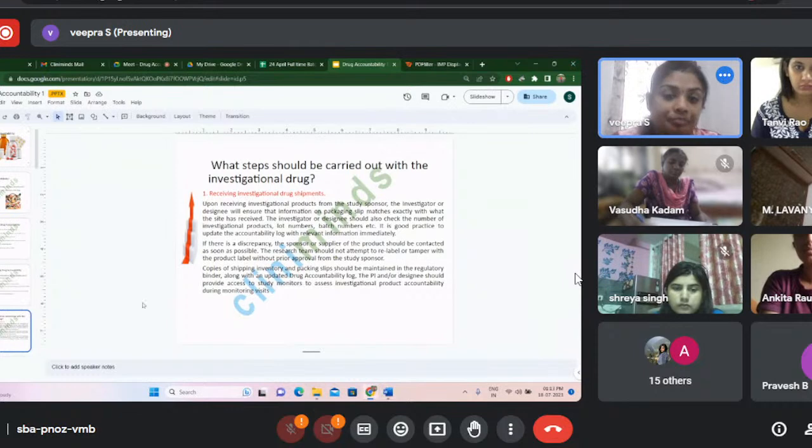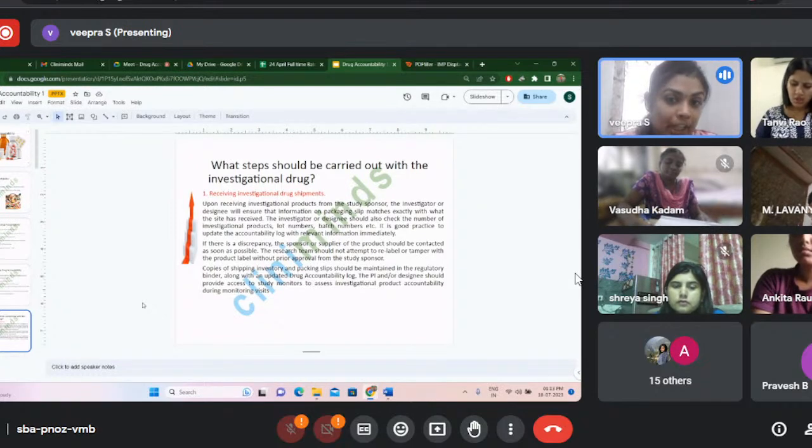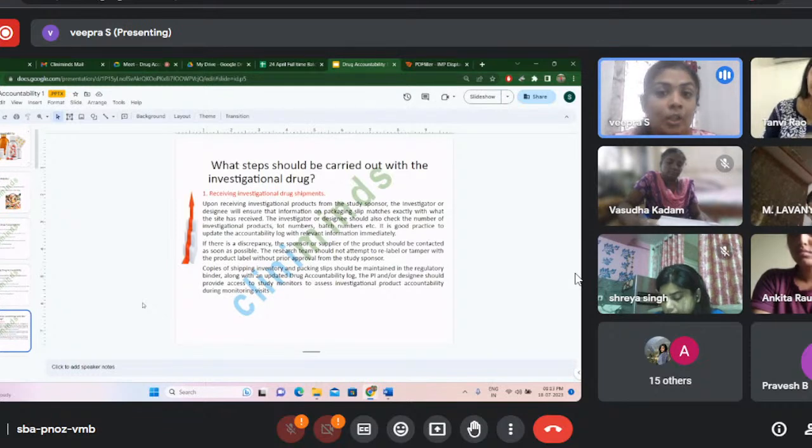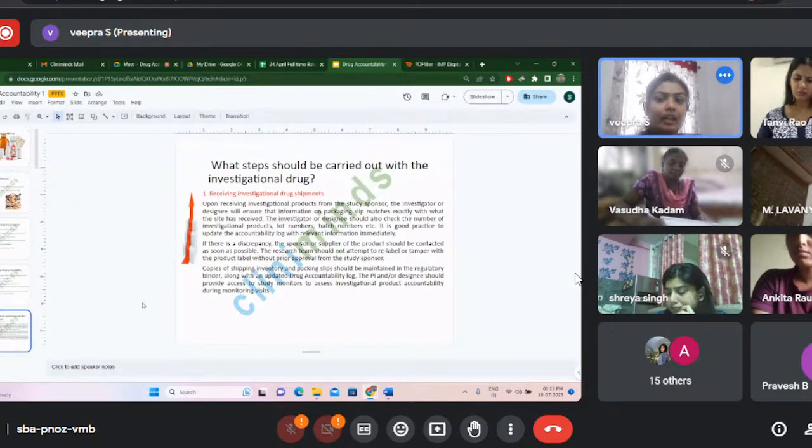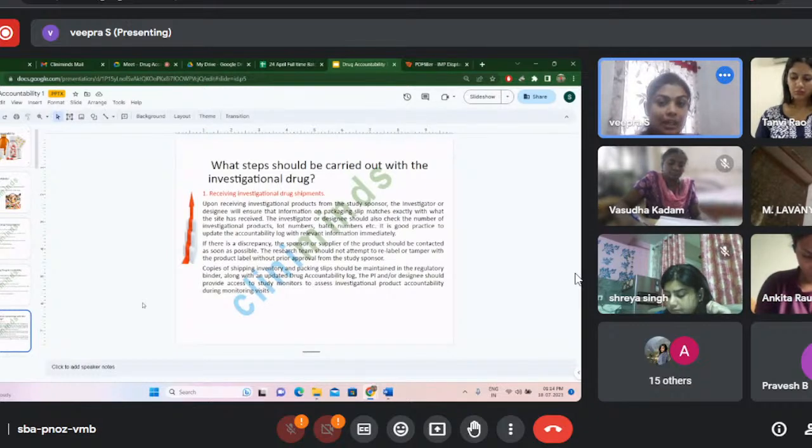Then when you have done the IWRS registration of the IP, you will get a confirmation mail in the mail linked with that login ID. That confirmation mail you also have to keep in your site master file. So what documents have to be kept? One is the IMP shipment document with acknowledgement. Then second one, IWRS registration of the IP.